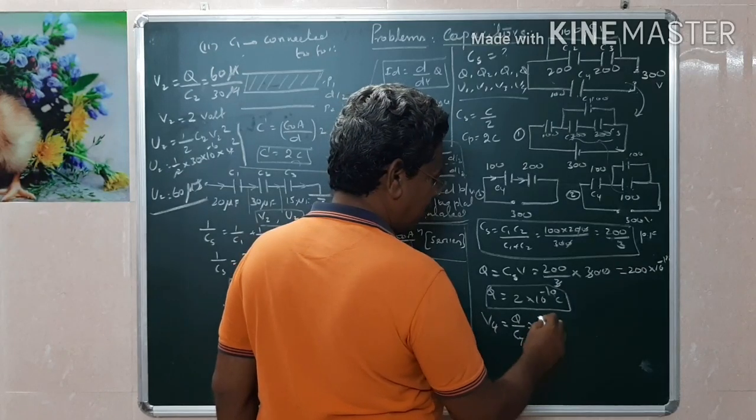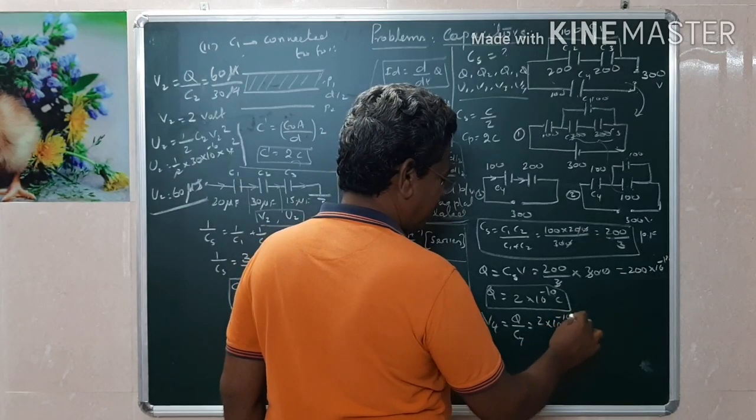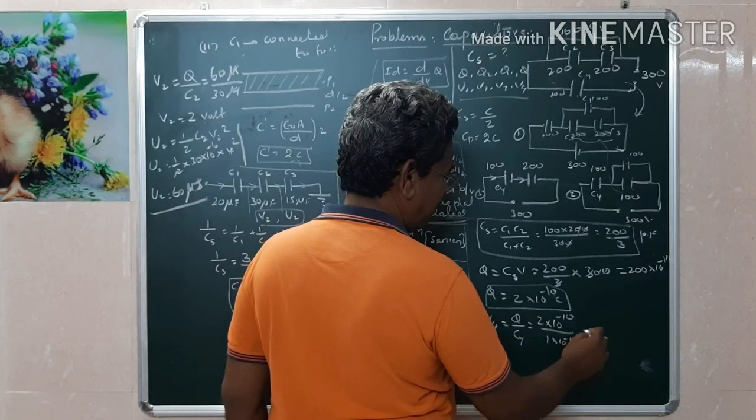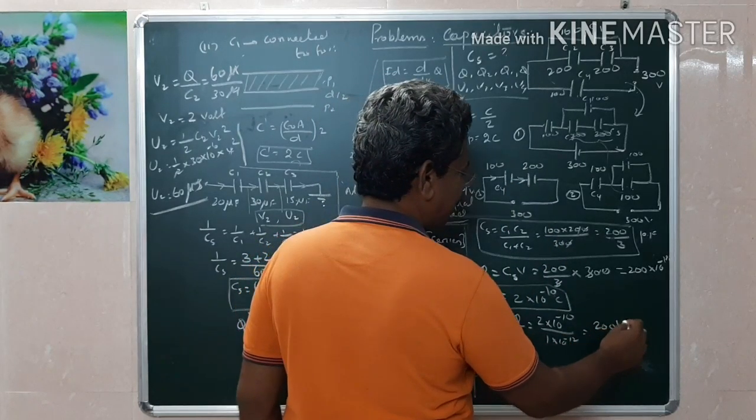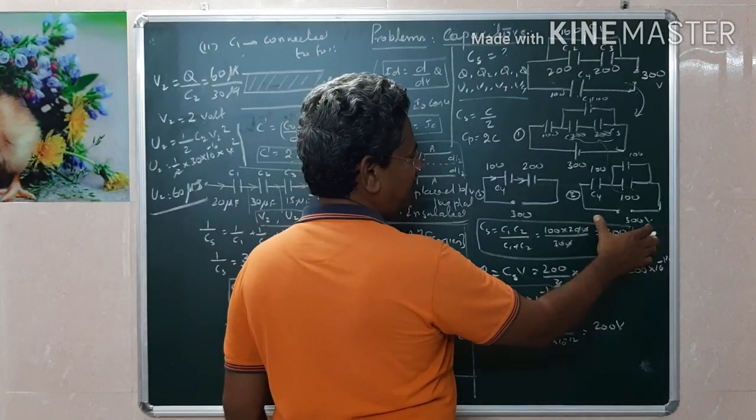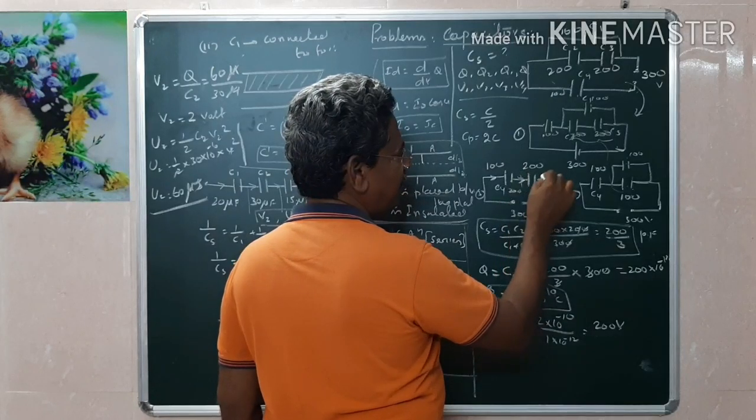What is the total charge? 2 into 10 power minus 10. What is the C4 value? 100, 1 into 10 power minus 12. And this comes to 200 volt. Therefore the voltage across C4 is 200. The total voltage is 300. If it is 200, therefore this will be 100.